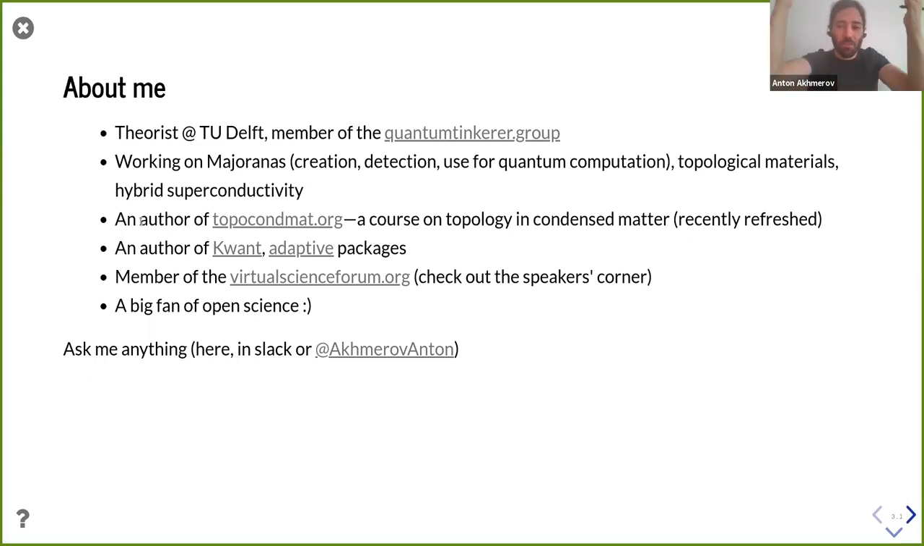Throughout my academic track, I ended up working on software quite a bit, and perhaps two of the outputs that I consider most important are the Kwant package for quantum transport simulations, and another package, Adaptive, for adaptively sampling functions. I'm happy to talk about these as well. Well, to Kwant, I will obviously dedicate quite a bit of effort.